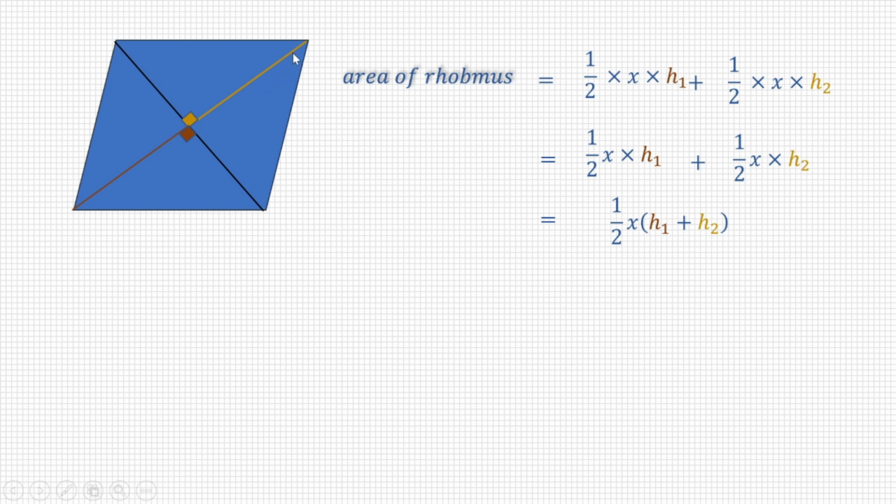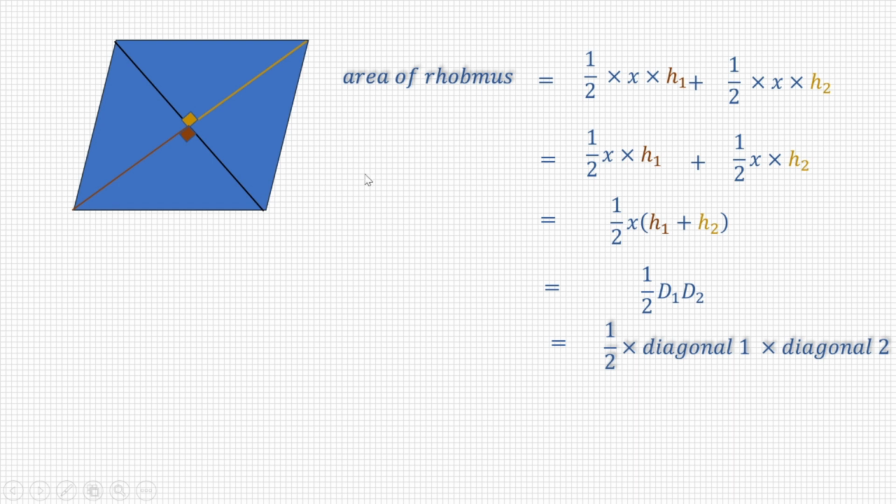Will meet somewhere, and these heights will meet here only because the diagonals of a rhombus meet at 90 degrees. Okay? So this is half into h1 plus h2. h1 is the one diagonal, x is the one diagonal, and h1 plus h2 is the other diagonal. So area of rhombus is half into diagonal 1 into diagonal 2.